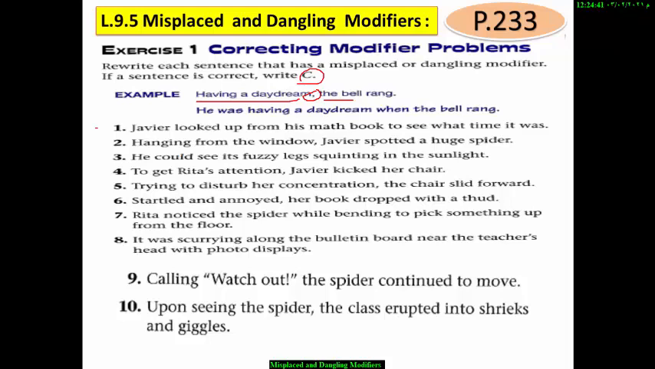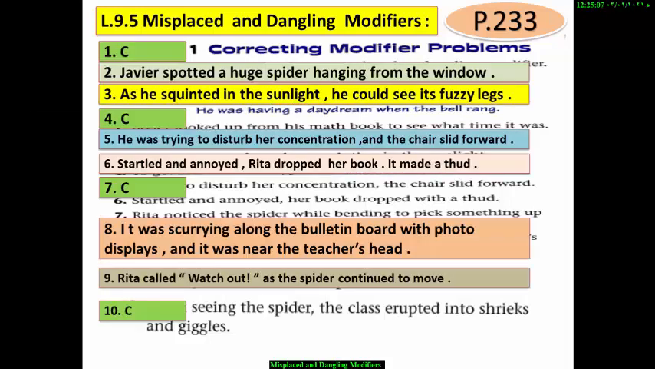Number one, what do you think? Is the sentence correct? If not, find the modifier and find whether it's dangling or misplaced or it's correct. Stop the video and then check your answers. Number 1 is correct, number 4 is correct, 7 is correct, and also 10 is correct. The rest should be corrected like this.